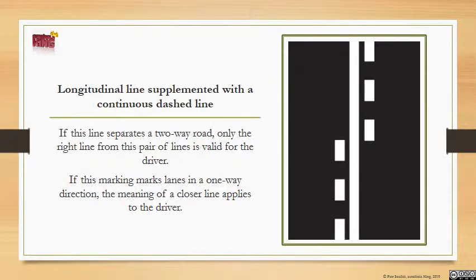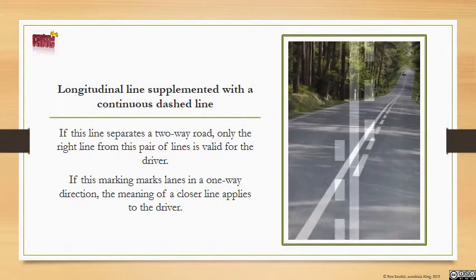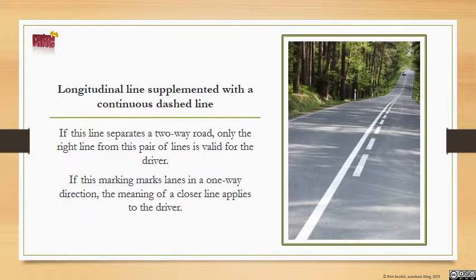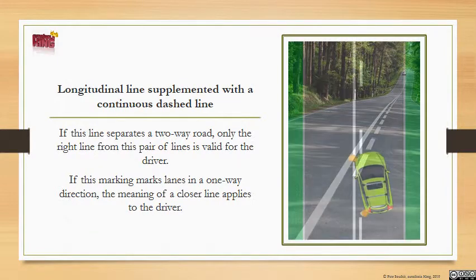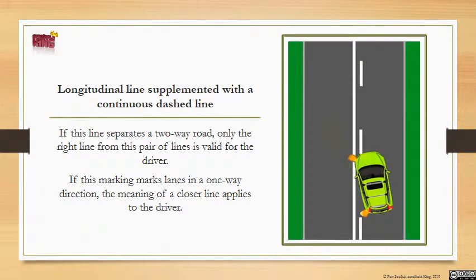If a longitudinal line supplemented with a continuous dashed line separates a two-way road, only the right line from this pair of lines is valid for the driver. If this marking marks lanes in a one-way direction, the meaning of a closer line applies to the driver.